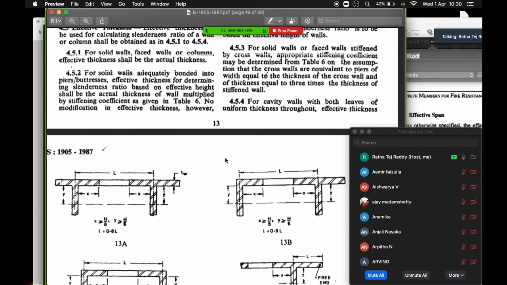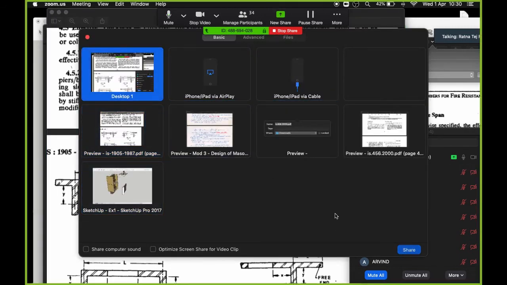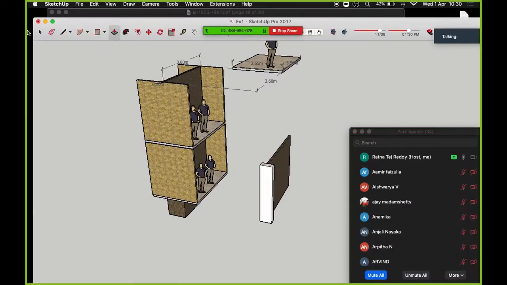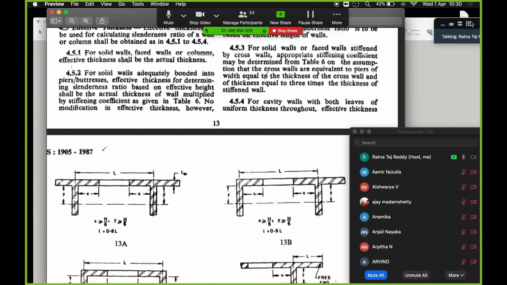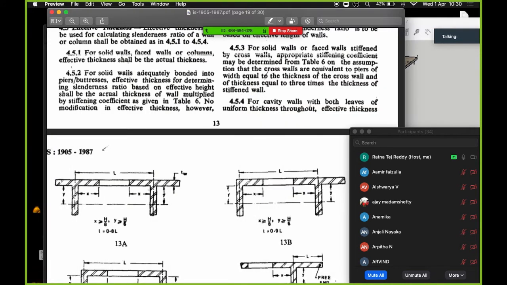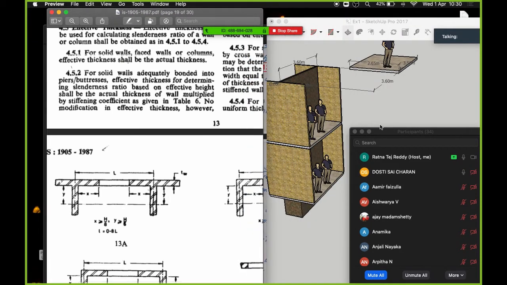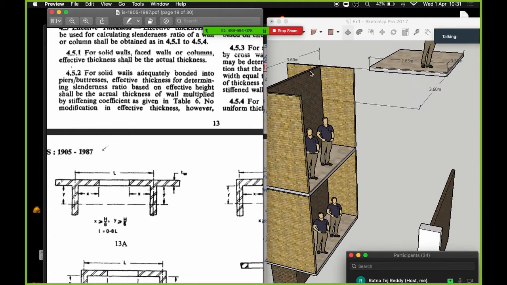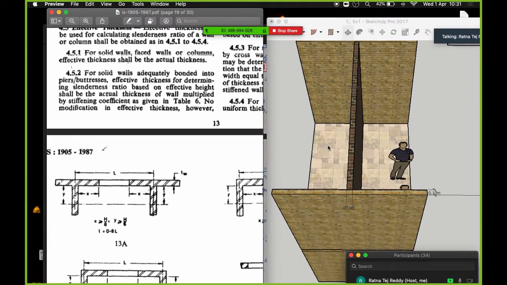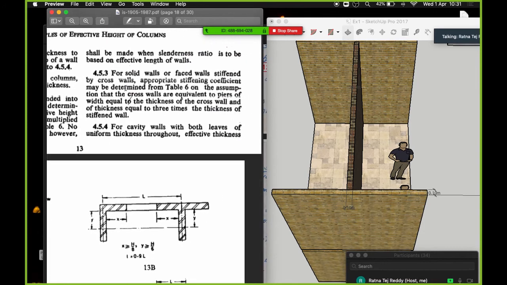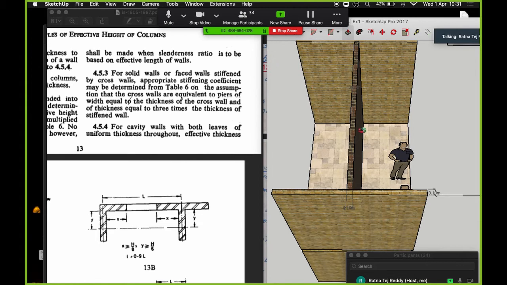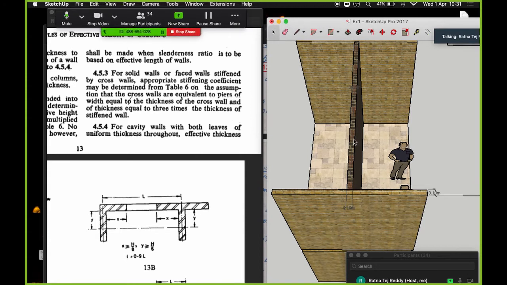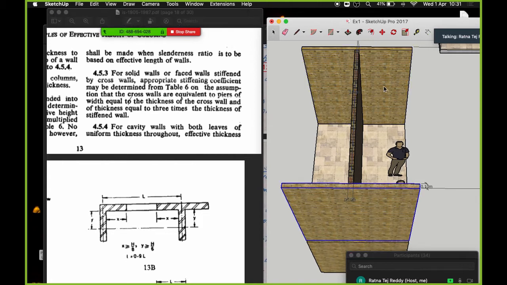Okay, now let me just share the entire screen over here so that it will be easy for you. Just a second. Let me just put this side by side. Okay, so if you're seeing for a solid wall stiffened by a cross wall. Now when they say a solid wall stiffened by the cross wall, this is your solid wall which is over here. This is your solid wall and it is stiffened by the cross walls.